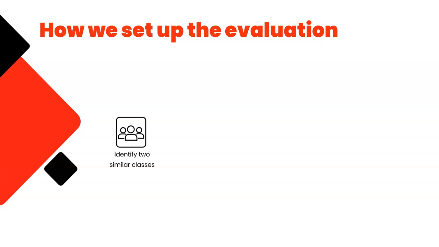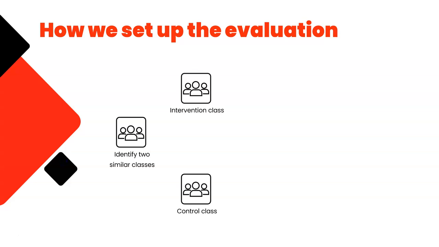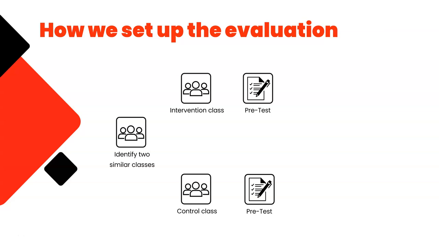The first thing we ask you to do is identify 2 similar ability Year 6 classes. The What Worked Teachers platform then randomly allocates 1 class to the intervention and 1 to the control. Complete the pre-assessment task with both groups, the intervention and the control.